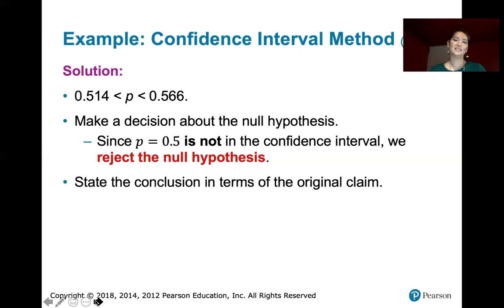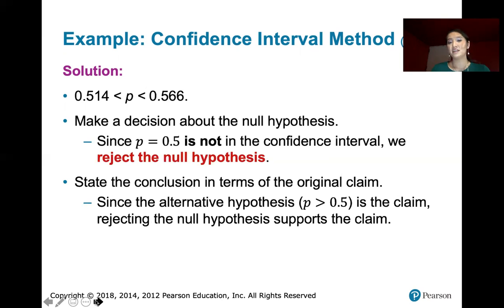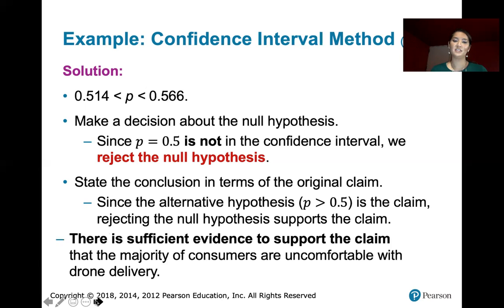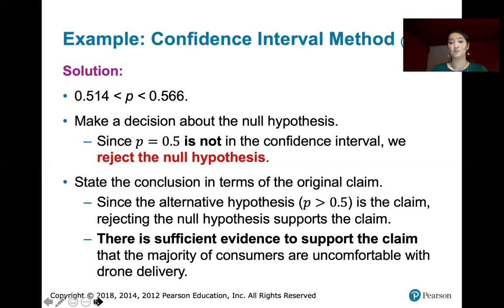And then we want to state the conclusion in terms of the original claim. That requires looking at the original claim. Our original claim was that P was greater than 0.5. So our alternative hypothesis in this case happened to be the claim. So when we reject the null hypothesis, we are supporting the alternative hypothesis, which happens to be the claim. So rejecting the null means we're supporting the claim. That means we have sufficient sample evidence to suggest that the claim is true.